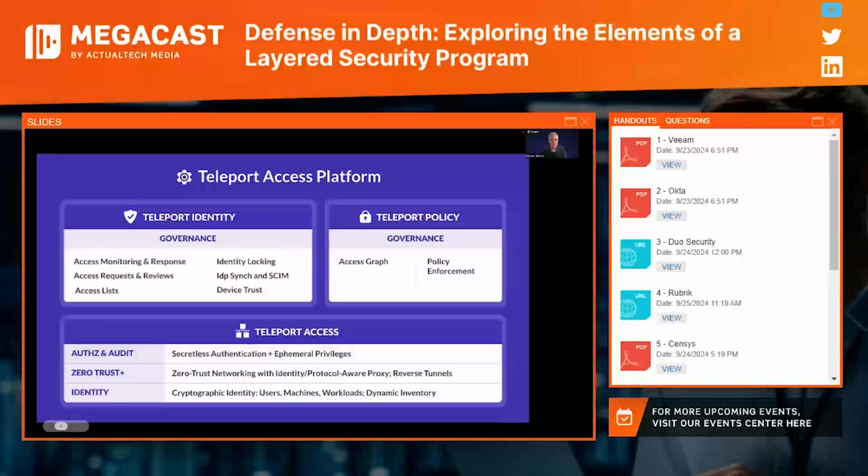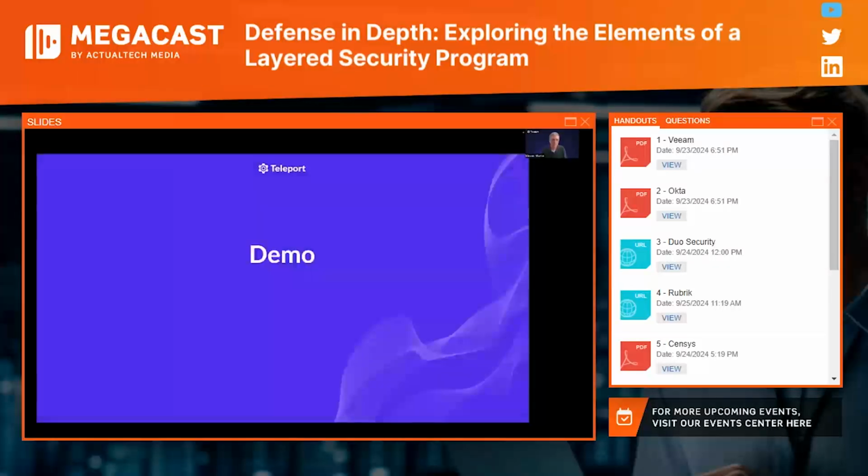Now, in terms of Teleport's access platform, we provide three products. At the base is Teleport Access, going off a secretless authentication and ephemeral privileges approach with zero trust and using cryptographic identities. We have Teleport Identity, which provides a set of critical features required for enterprises to govern identities. And then we also have Policy, which allows you to see what people are doing and what they're accessing. Now let's step into our demo of how we provide infrastructure defense in depth.